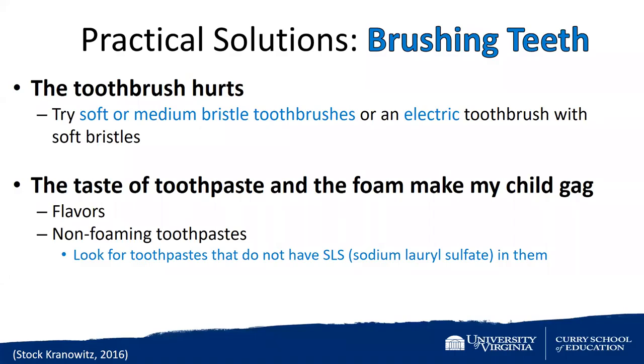So you can try a soft or medium bristle toothbrush. The regular drugstore toothbrushes are typically labeled with the type of bristle that is on there, so look for soft or medium if you have issues there. Or you could also try an electric toothbrush. Sometimes the vibration from the electric motor actually helps with some of that pain reaction that you're seeing.